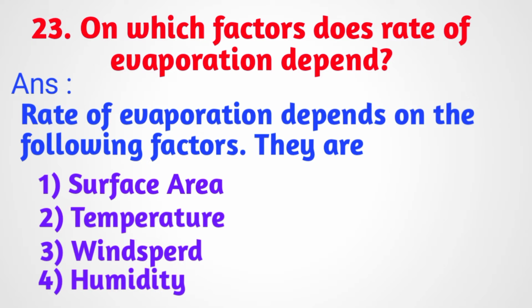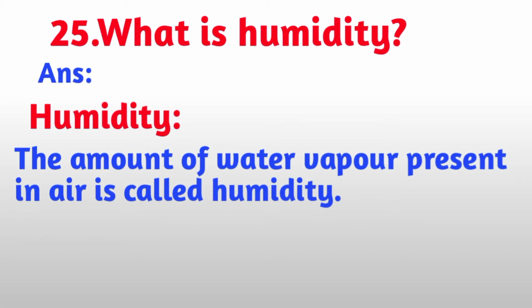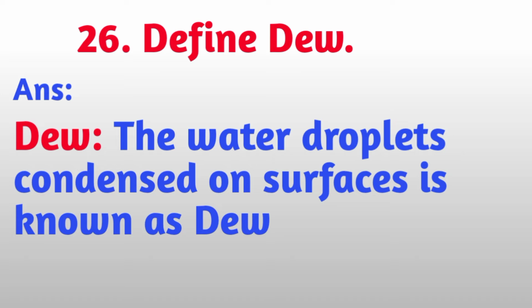On which factors does rate of evaporation depend? Rate of evaporation depends on the following factors. They are surface area, temperature, wind speed, humidity. What is evaporation? The process of escaping molecules from the surface of a liquid at any temperature below its boiling point is called evaporation. Evaporation is a surface phenomenon. Evaporation is a cooling process. What is humidity? The amount of water vapor present in air is called humidity. Define dew. The water droplets condensed on surfaces is known as dew.